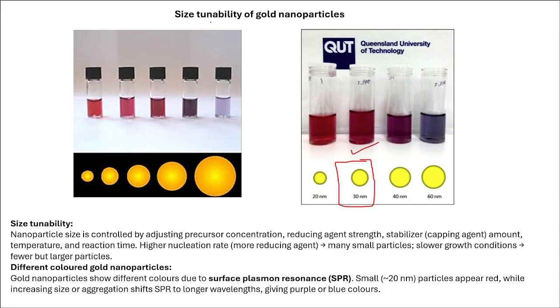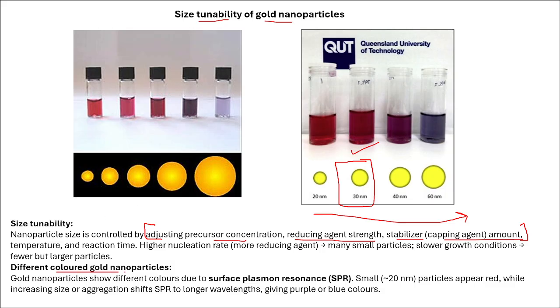So, how do we ensure such kind of size tunability? By varying the precursor concentration, like what concentration of HAuCl4 we are using, then reducing agent strength, if we are using citrate or sodium borohydride, and in what amount as well. If we add more reducing agent, it will be further reduced. And then the stabilizer, what capping agent we are using and in what amount. So there is a crucial interplay of all these parameters through which you can easily tune the size of the gold nanoparticles that you are getting.